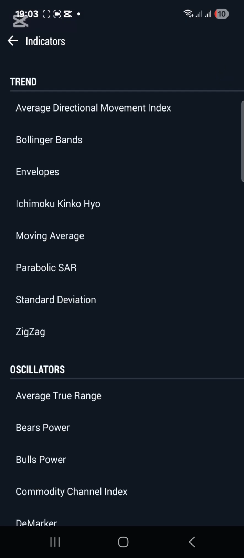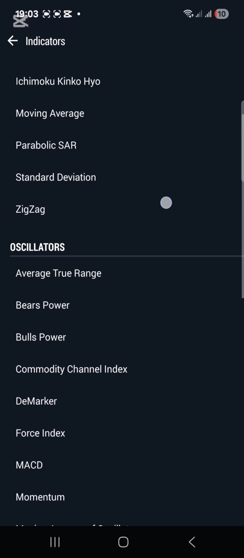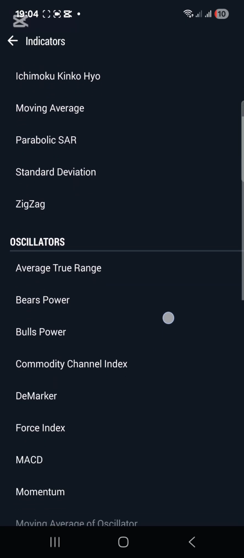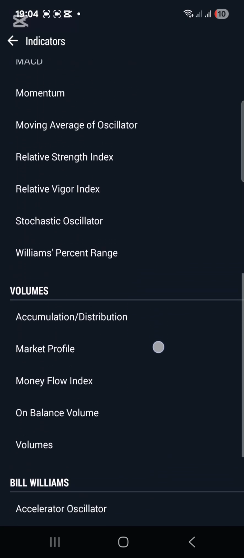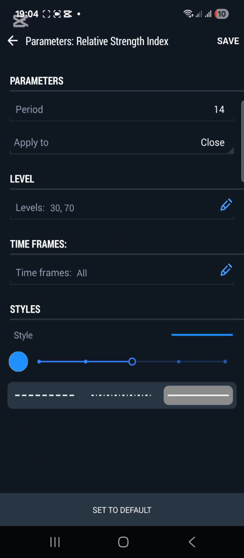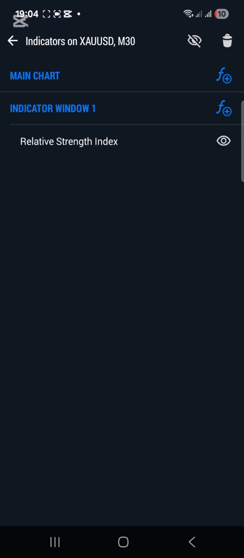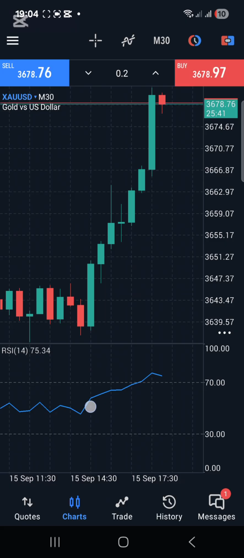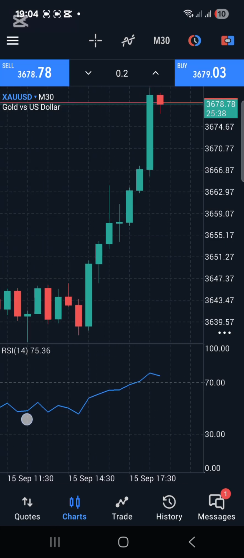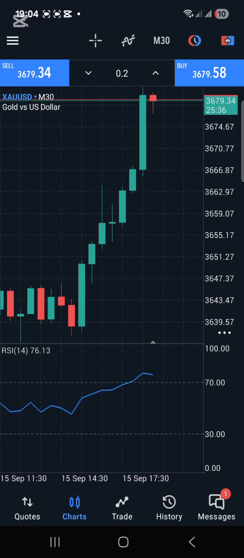Click on that, and then you have to look for RSI, relative strength index. You just go looking and you'll find it somewhere. We got it here. Click on it and then click save. Okay, when you click that, go back, and then you'll find your RSI is here. It's this blue line here that's in between 70 and 30.